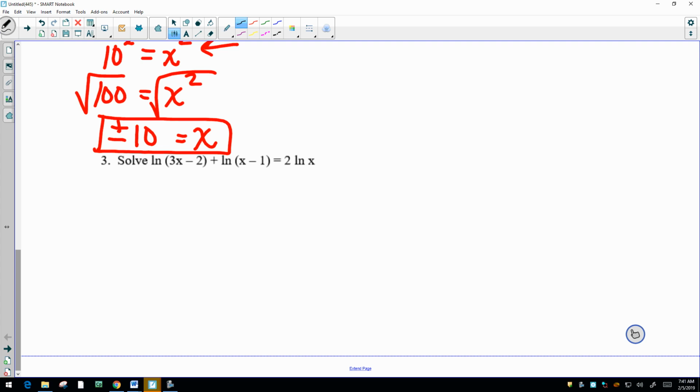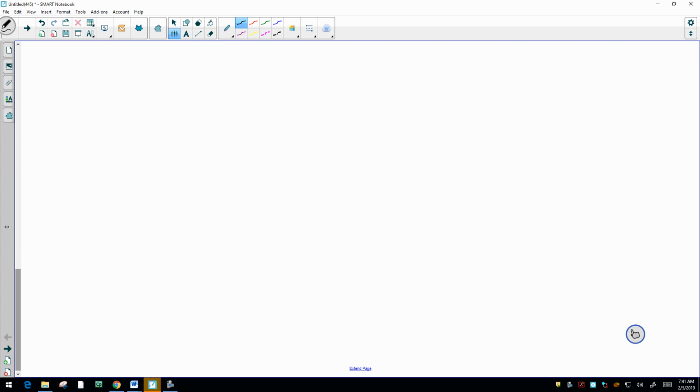Don't lose a solution. Okay, a little bit more of a complicated problem. Even though it's natural logs, again, it's going to work the same way.